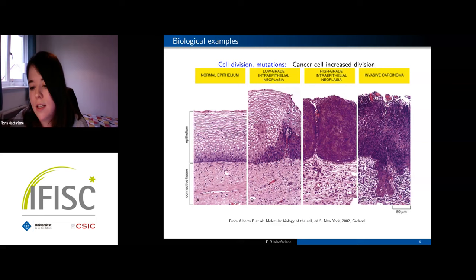Whereas in things like cancer on the very right-hand panel, where we might see mutations or increased cell division or increased production of growth factors, for example, we see things become very disorganized and we get this invasion into the tissue below.